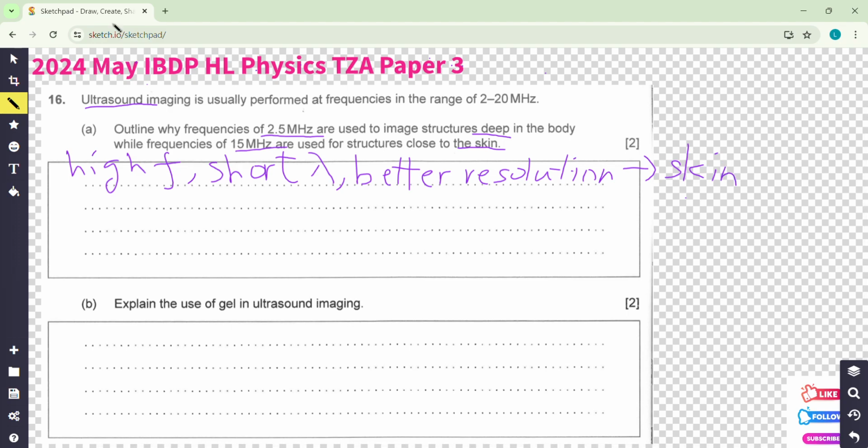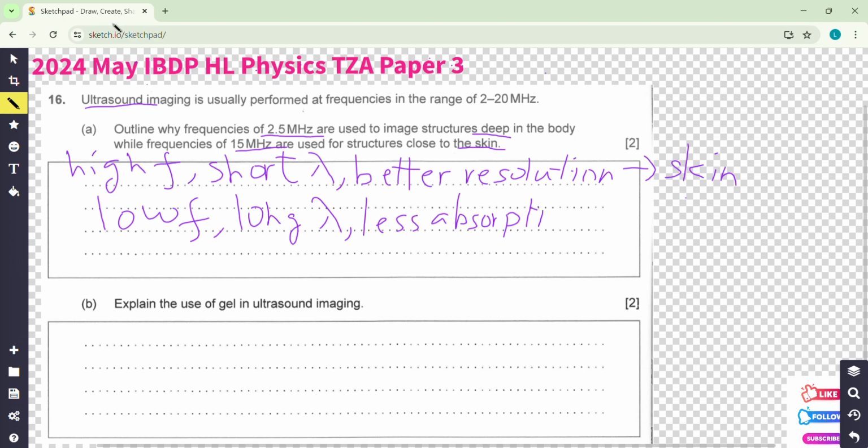And then the answer on the contrary, why low frequency is for deep inside. For low frequency, longer wavelength, so it has less absorption by the body tissue. So you can scan deep inside the body. So deep in the body.